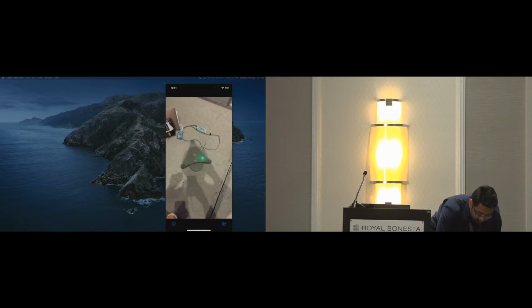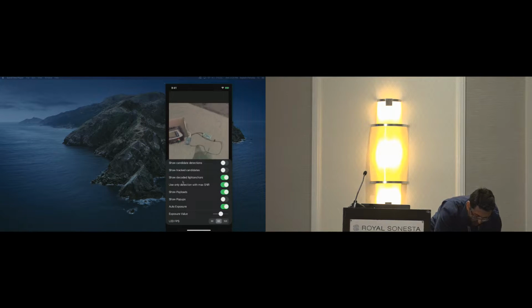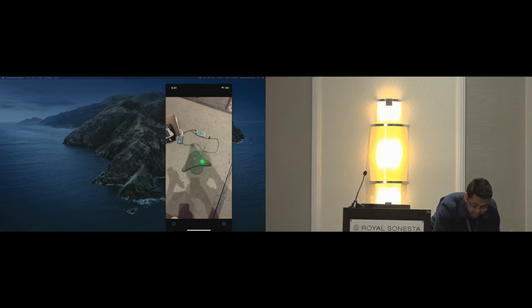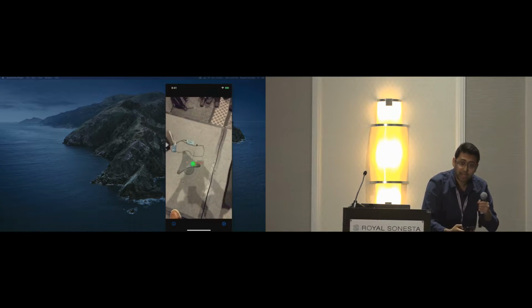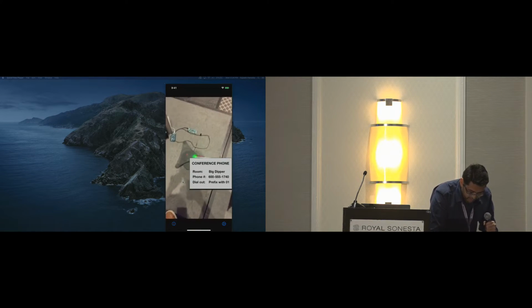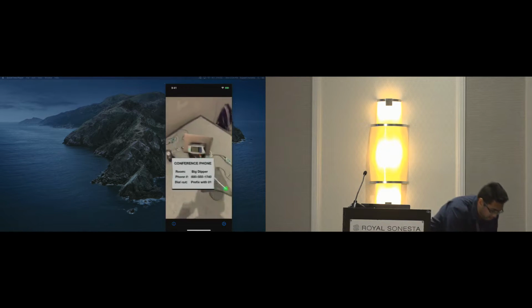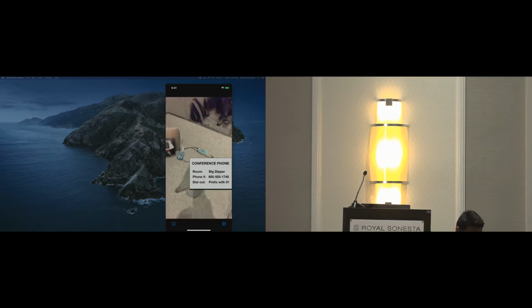So this shows the decoded payload. Yep, this will show the decoded payload of this light anchor. And then we can also use this information and show an example application on top. Like we can see that this is a conference phone. Okay, yep, we can see this conference phone.